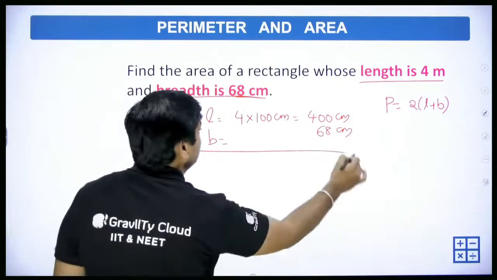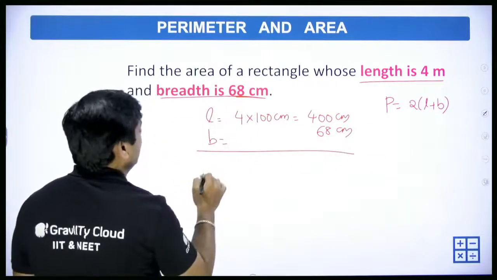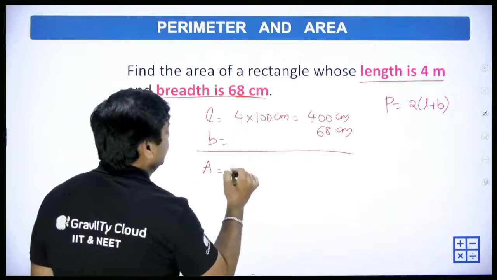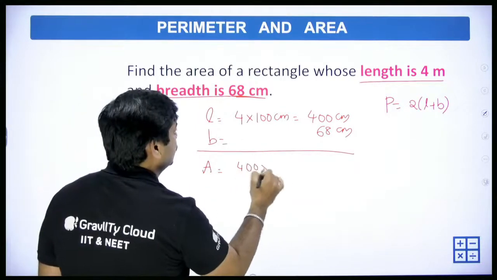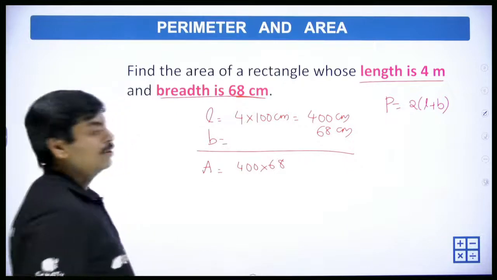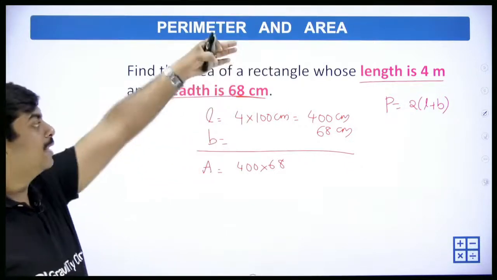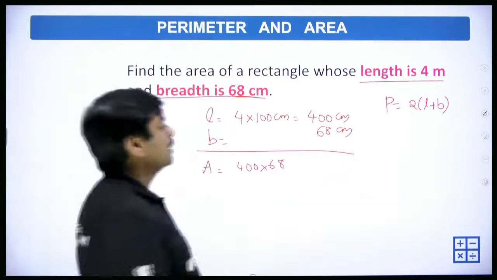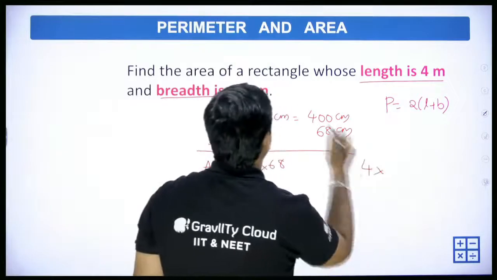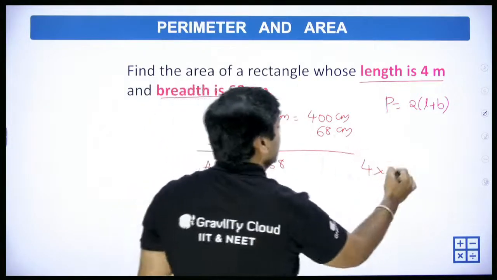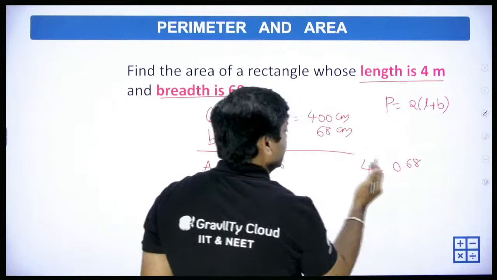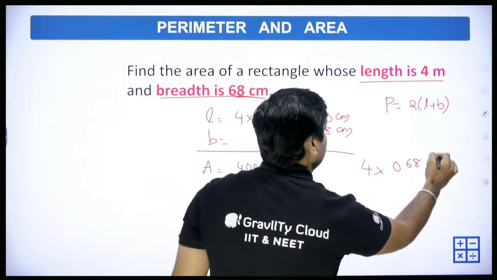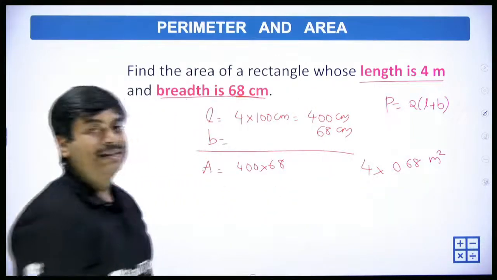But now it was given with area, I mean to say area. So you need to find length into breadth, 400 into 68. Or you can also do it another way. You can keep length as it is, 4 meters. 68 centimeters is 0.68 meters. So meter into meter, you will get meter square, or here centimeter square.